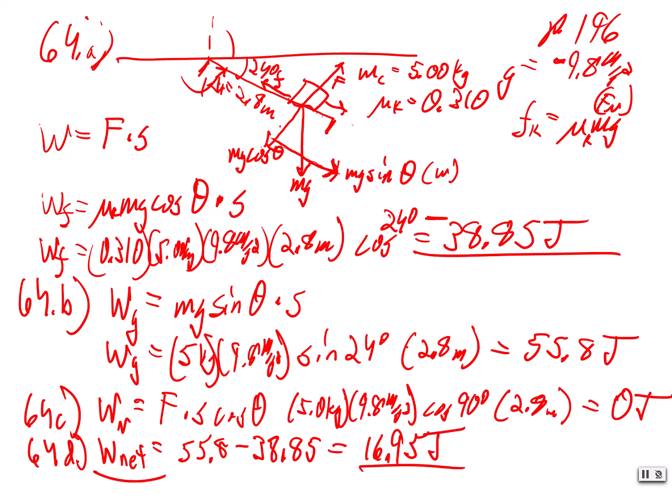And then E, goodness gracious. If the package has a speed of 2.2 meters per second at the top, what is its speed after it has slid 2.8 meters down the ramp? Okay, so let's go to a clean slide. So 64E. All right.